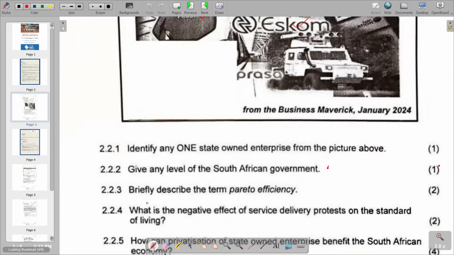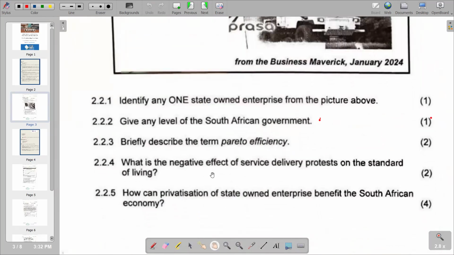So moving on to 2.2.4, what is the negative effect of service delivery protests on the standard of living? What is the negative effect of service delivery protests on the standard of living? Obviously, it's going to be a negative. It's going to cause a negative impact on the standard of living. In other words, the standards of living are going to worsen.